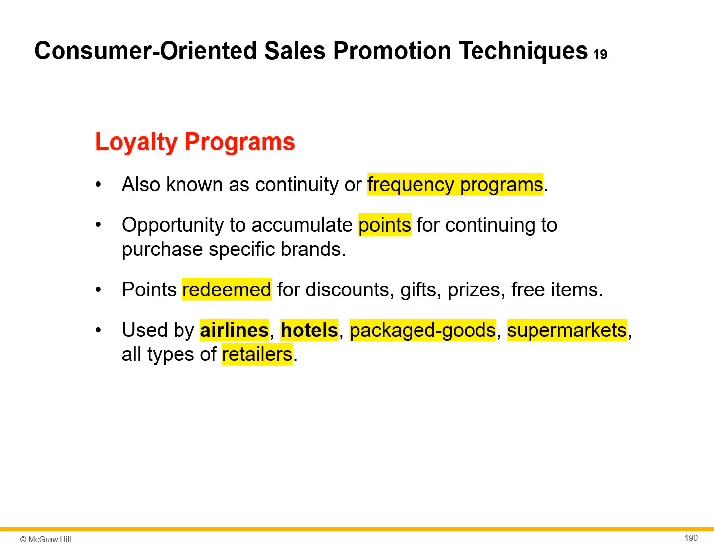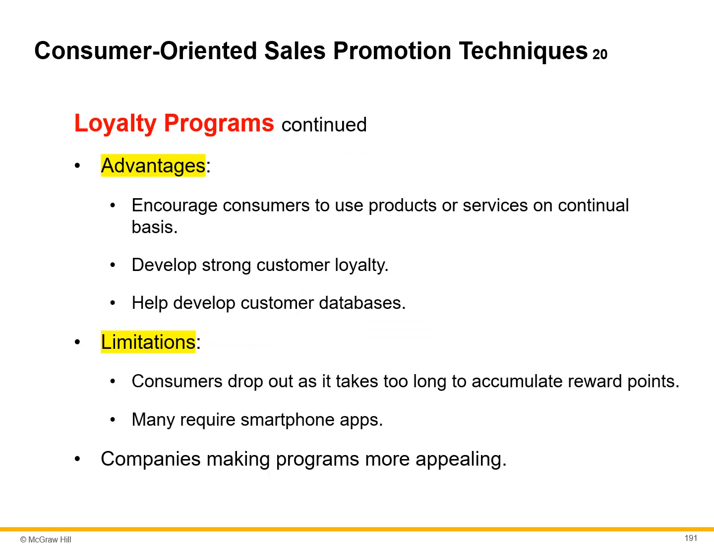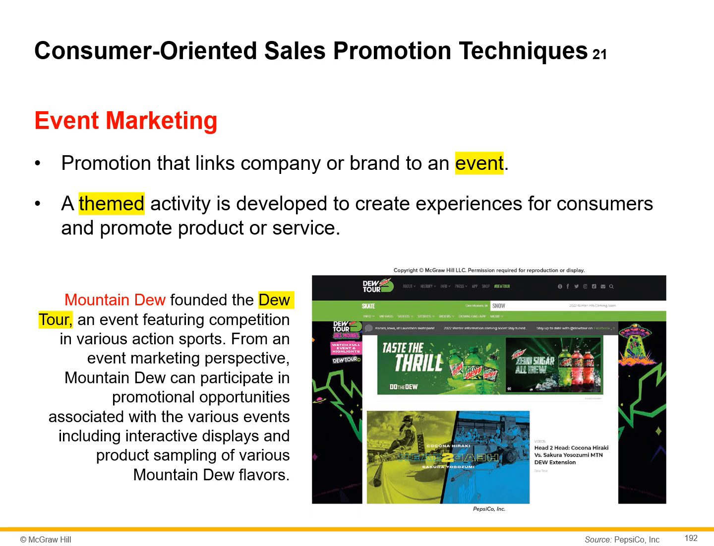Okay, loyalty programs. Loyalty programs are also called frequency programs. Frequency programs, loyalty programs, the same thing. Basically let them accumulate points for continuing to purchase. Points are then redeemed for discounts, for gifts, for prizes, free items. It's most often used by airlines, airline frequent flyer programs, hotels like frequent stay programs, and less so by packaged goods, supermarket retailers. Supermarkets use frequent shopper programs too, and very common. That's a loyalty program. And you have advantages and limitations of loyalty programs. You can see.